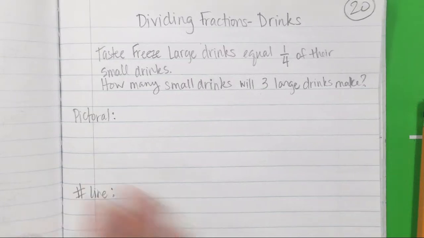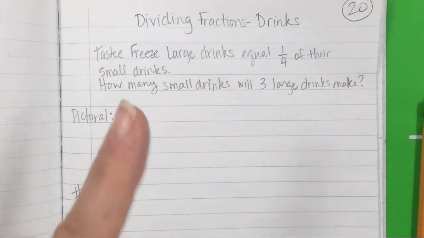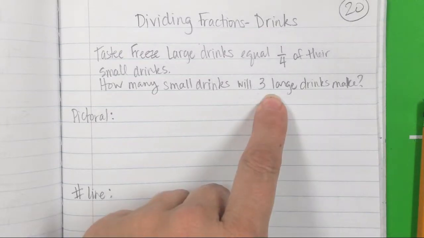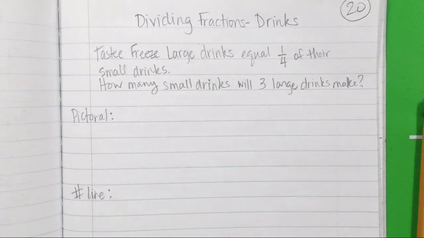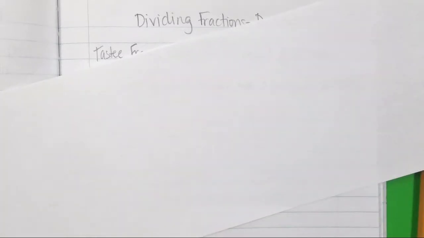About 30 more seconds. Okay. So again, Tasty Freeze's large drinks. One drink equals 1/4 of their small drink. Their small drink is 1/4 of their large drink. All right. And I have 3 larges, and I want to know how many kids I can give a drink to. All right. So, my piece of paper here.